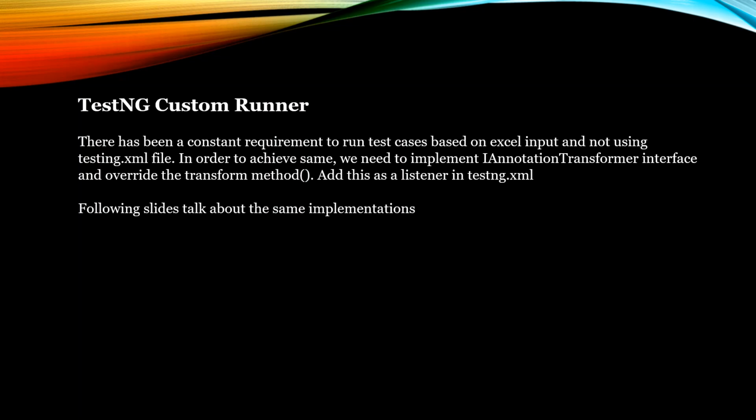In the constructor, we can define which test cases we want to select based on the custom logic. We add those test cases to a list variable. That list variable is used in the transform method and we set the test cases as enable true or false based on it is available in the list or not.